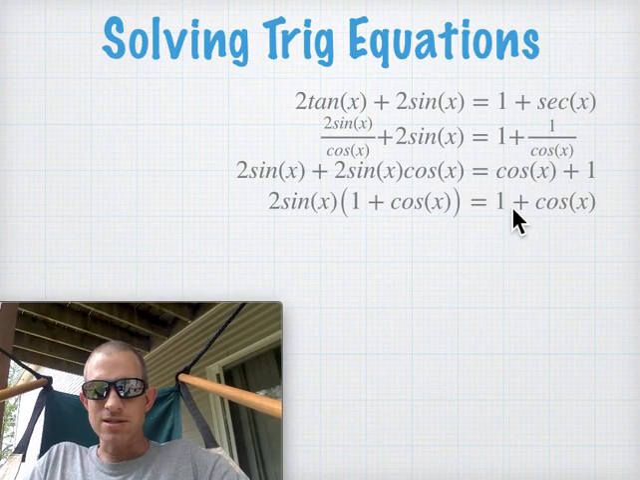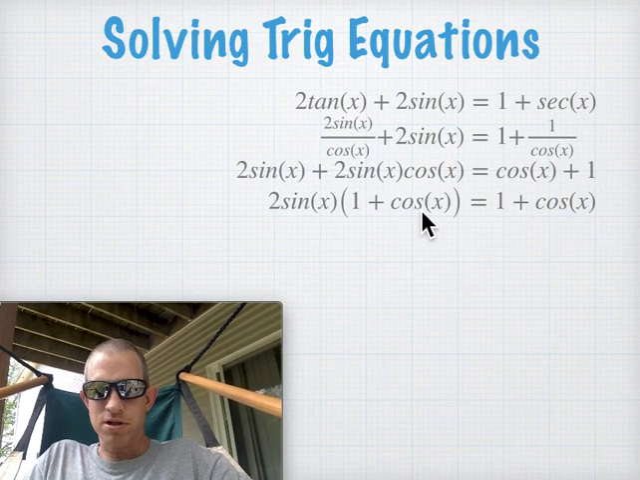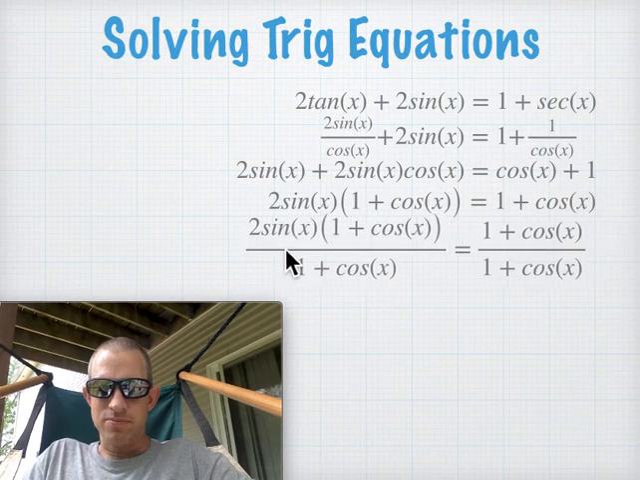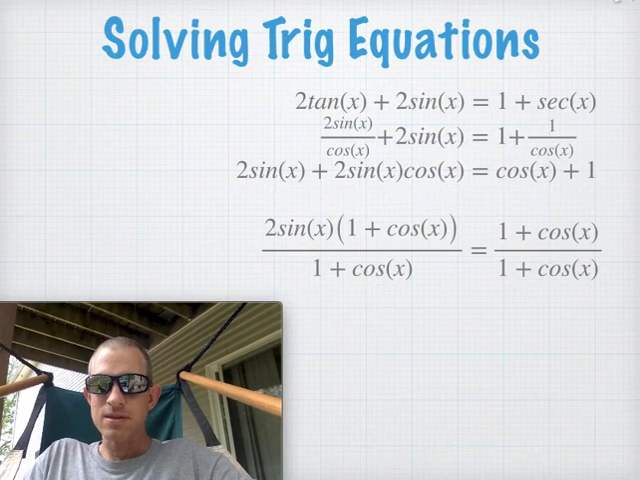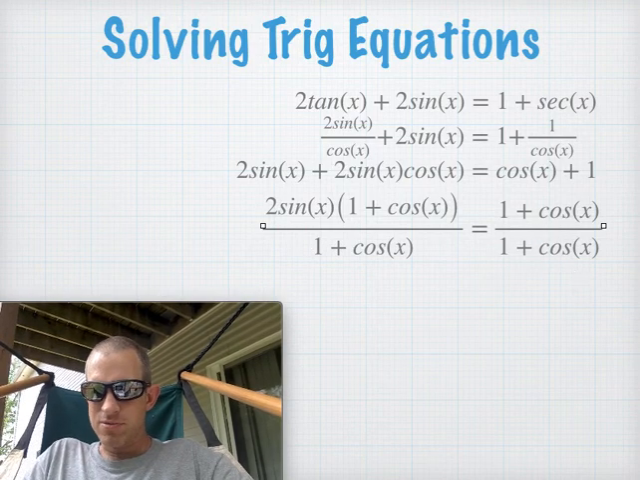And so that suggests a unique move. I want to divide that 1 plus cosine away from both sides. It's messy right now, but if I divide both sides by 1 plus cosine of x, then the right-hand side becomes 2 sine of x, and the left-hand side simply becomes 1.